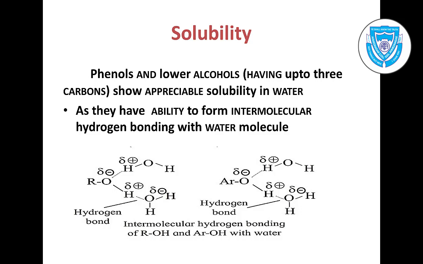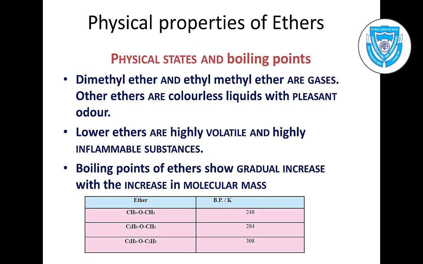So far we have seen the physical properties, that is solubility, where lower members are soluble in water. Then we considered hydrogen bonding, and we have seen that alcohols and phenols are colorless and also toxic. Now in the next slide, we are going to talk about the physical properties of ethers. Ethers are highly volatile. They get evaporated in the air.